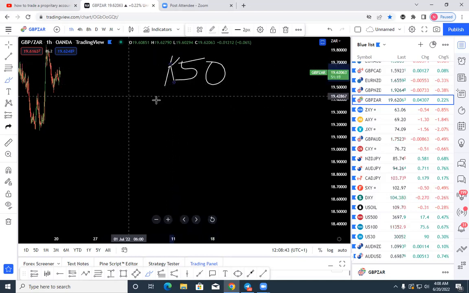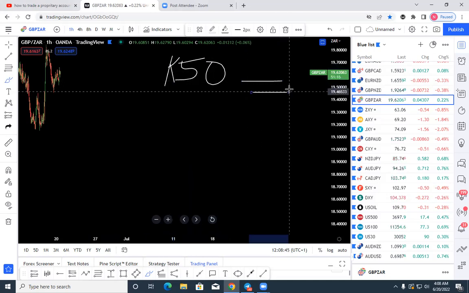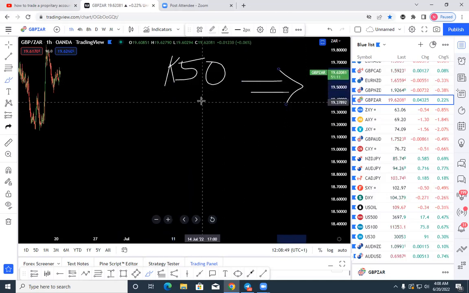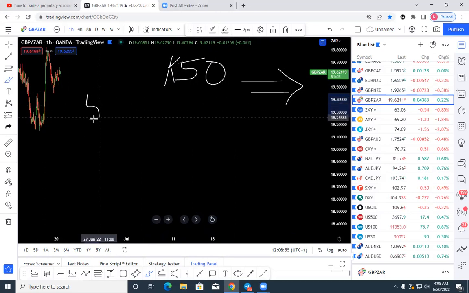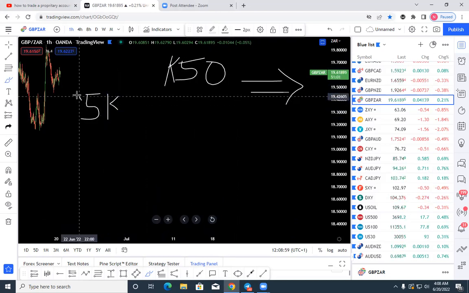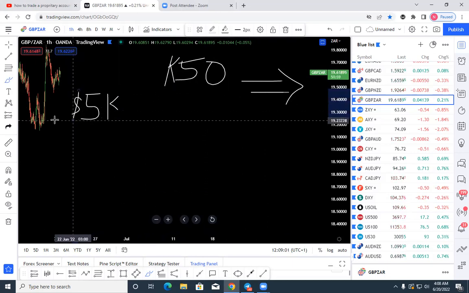I've told you in the background analysis that when you are given a 50K account and your overall loss must not be more than 5K, being 10% of 50K, it then means that you are trading how much? You are trading a 5K account. Okay, you are trading a $5K account. That's how I see it.